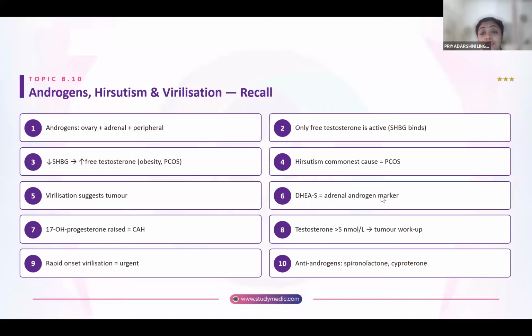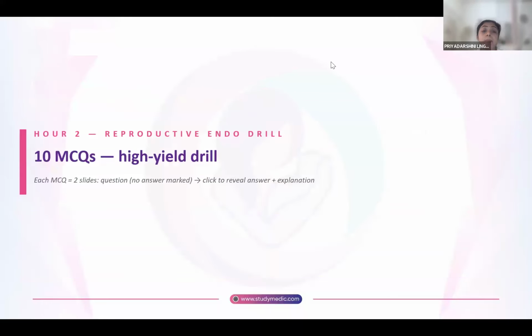What are the drugs that have anti-androgenic effect? Most common ones are your spironolactone and your cyproterone acetate. Cyproterone acetate can be given because it is a part of your combined oral contraceptive also. So these are the key factors that you have to remember with this. So we saw the basics of reproductive endocrinology also. Now let's look into some questions and let's try to answer them now.